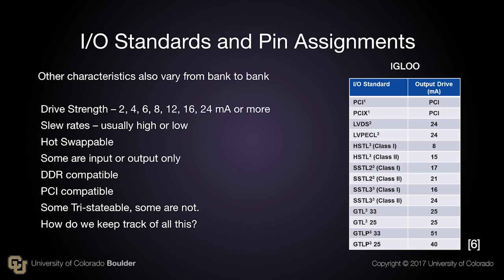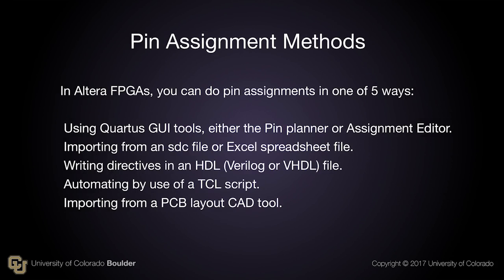Like all good engineers would tend to do, we can use a spreadsheet. Quartus Prime comes with tracking tools that use a spreadsheet to make and document assignments. In Altera FPGAs, you can do pin assignment one of 5 ways. First, using Quartus GUI tools, either the pin planner or the assignment editor. Second, importing from an SDC file or an Excel spreadsheet file. Third, writing directives in an HDL, either Verilog or VHDL file. Fourth, automating by the use of a Tcl script. And lastly, importing from a PCB layout CAD tool. We will look at each of these in reverse order.